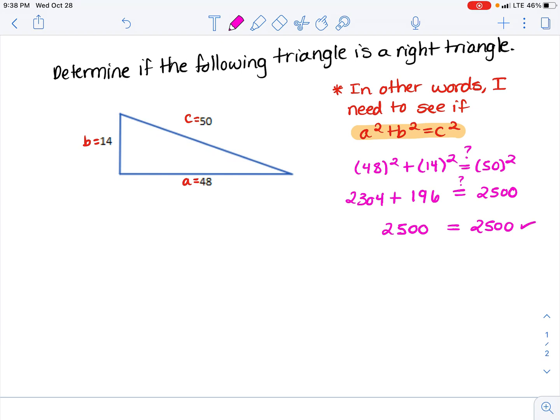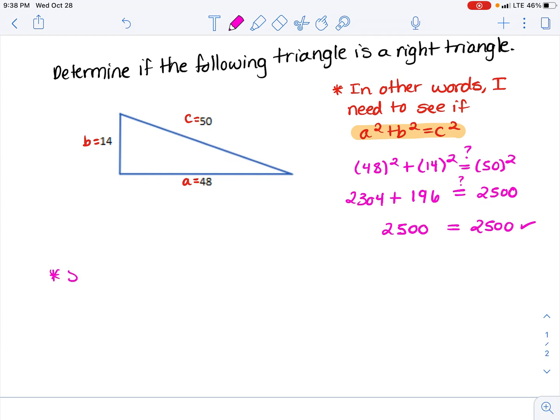Okay, and so I was basically putting question marks over the equal sign because I'm trying to figure out if these things are equal or not. And so we saw at the final step here, after I simplified, that I did in fact get 2,500 is equal to 2,500. And so the answer is yes, a squared plus b squared is equal to c squared. And so by the Pythagorean theorem converse, I know that this triangle is in fact a right triangle. Okay, so let's write that down.